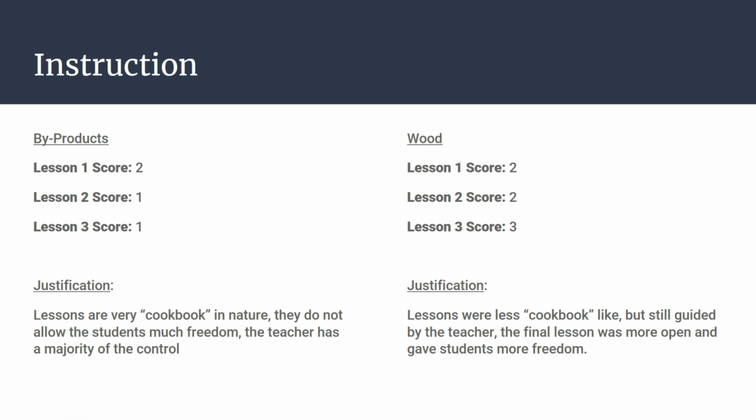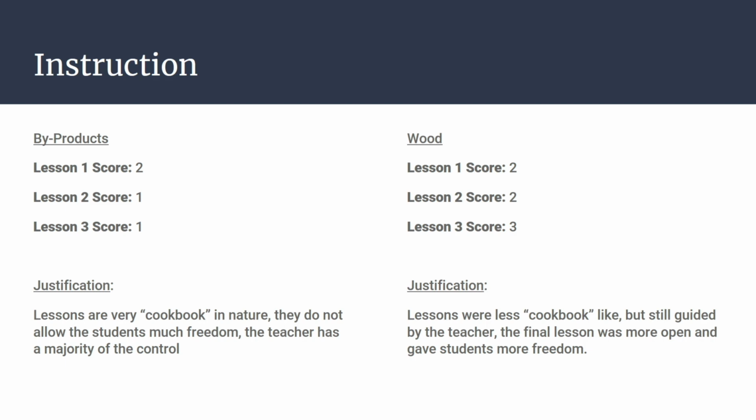For instruction, you'll see that lesson 1 on byproducts was a 2, followed by 1 and 1, level 1 exploring, for lessons 2 and 3. These lessons were cookbook in nature, and the students really just followed the instruction, the guidance of the teacher, and the teacher really had control in sharing with the students what steps they needed to do in order to carry out the activities.